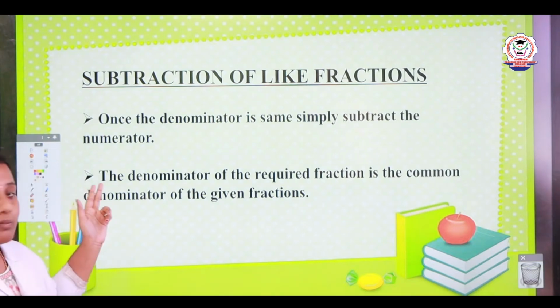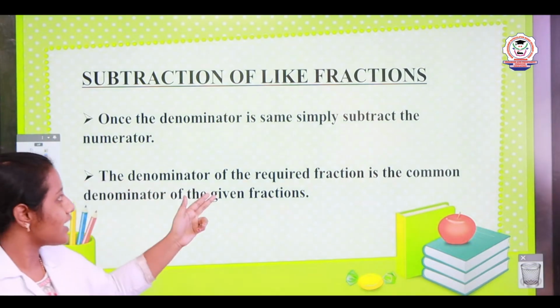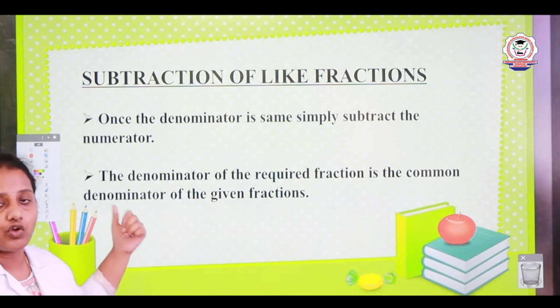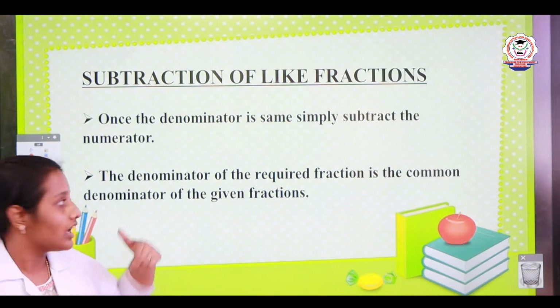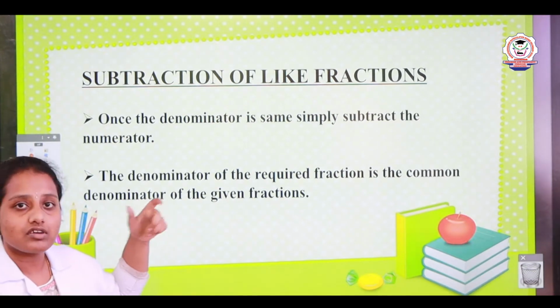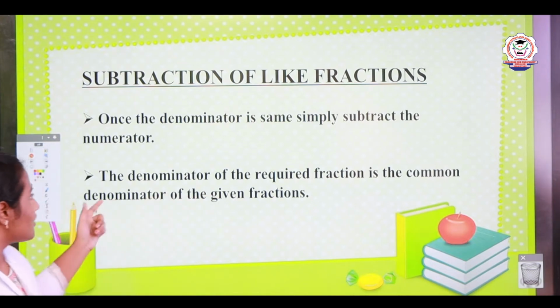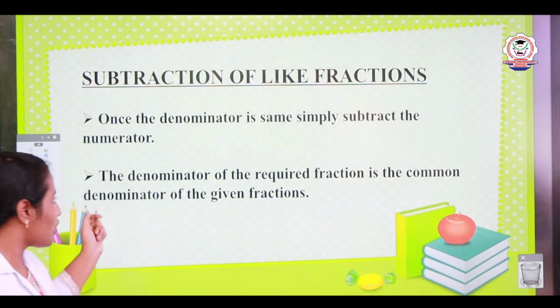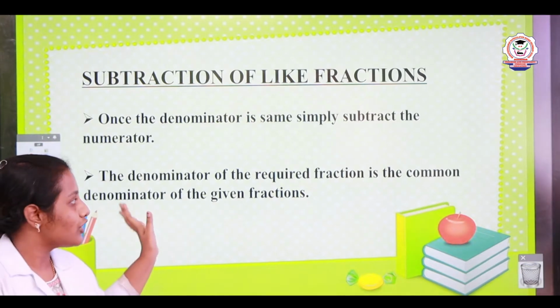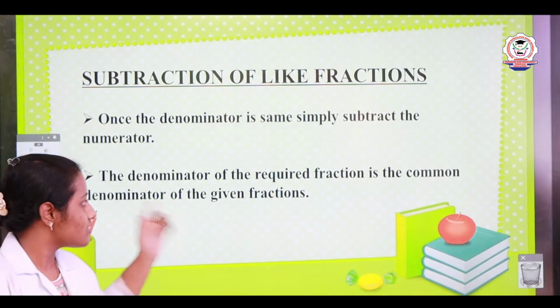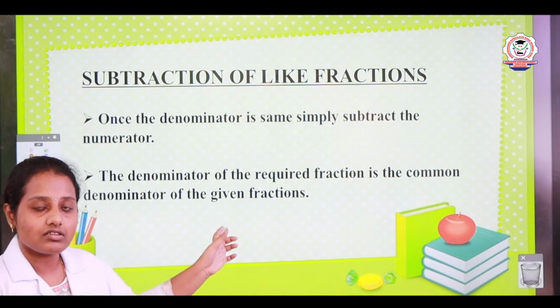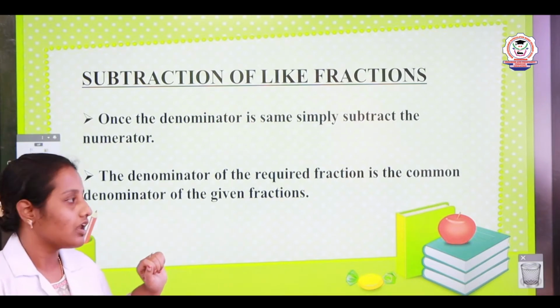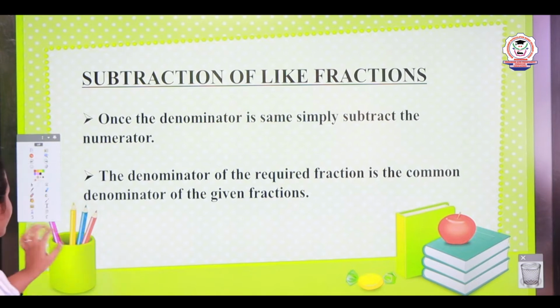Step 1: once the denominator is the same, simply subtract the numerator. We already did that in addition. If the denominator is the same, we just add the numerator. The second point: the denominator of the required fraction is the common denominator of the given fractions. If the denominators are the same, we just consider that denominator as the common denominator. Now we will see some examples.